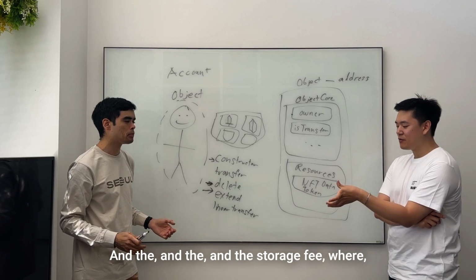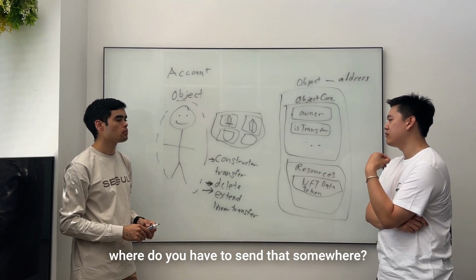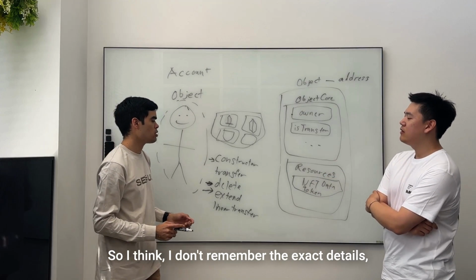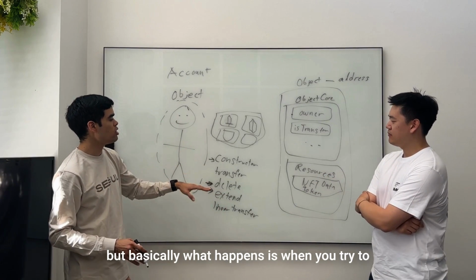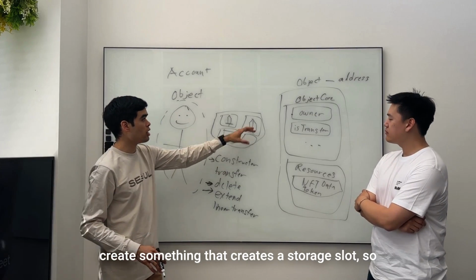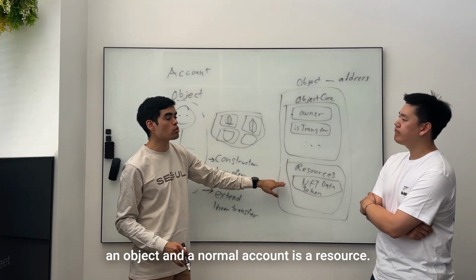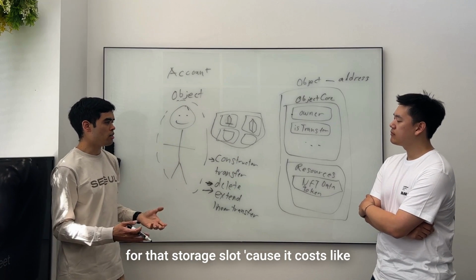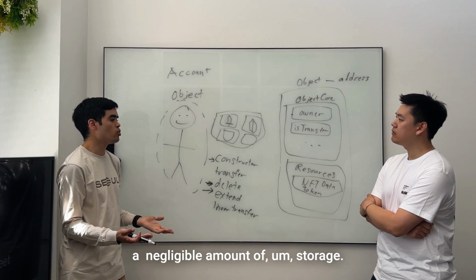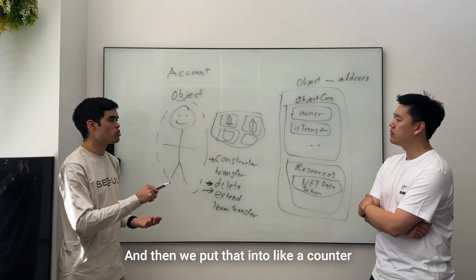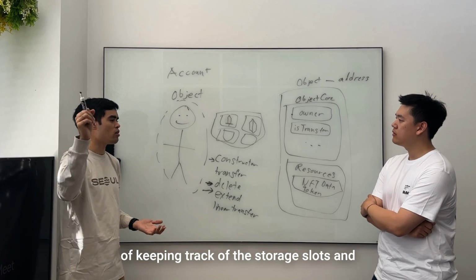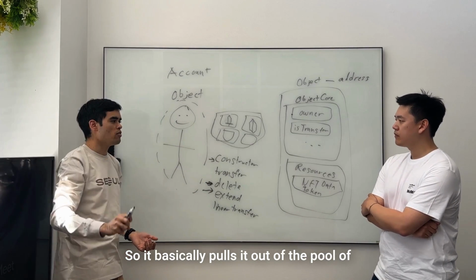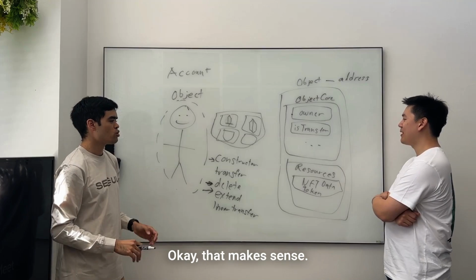I see. And the storage fee, do you have to send that somewhere, or is it just locked within your account? How does that work? I don't remember the exact details, but basically what happens is when you try to create something that creates a storage slot, so an object in a normal account is just a resource, we take a deposit for that storage slot because it costs a non-negligible amount of storage, and then we put that into a counter keeping track of the storage slots and how you can get the money back from it. So it basically pulls it out of the pool of the network and puts it into the storage refund pool, I think.